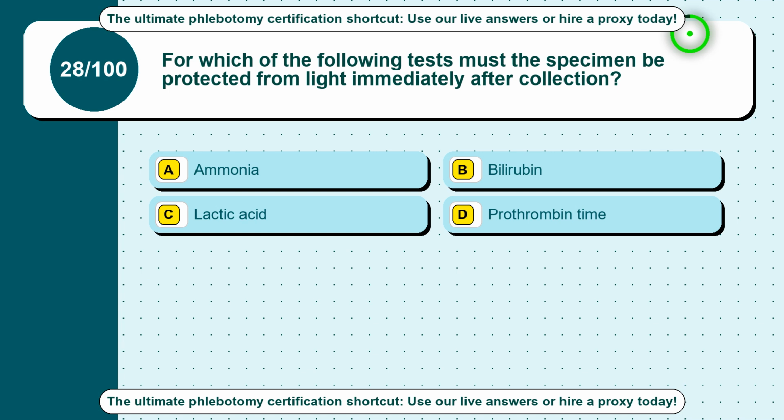Question 28. For which of the following tests must the specimen be protected from light immediately after collection? Option A, ammonia. Option B, bilirubin. Option C, lactic acid. Option D, prothrombin.